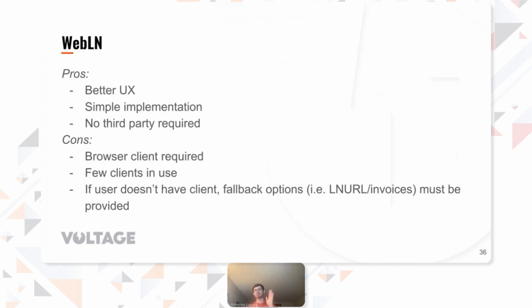For example, your browser client is always going to show you if the website tries to make a payment. It's going to pop up and say, hey, do you approve this payment? So hopefully nothing's going to happen behind your back or without your approval, assuming it's properly secured. But cons: a browser client is required.